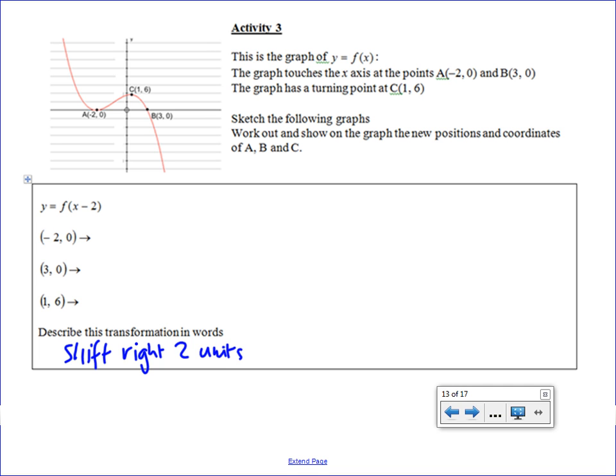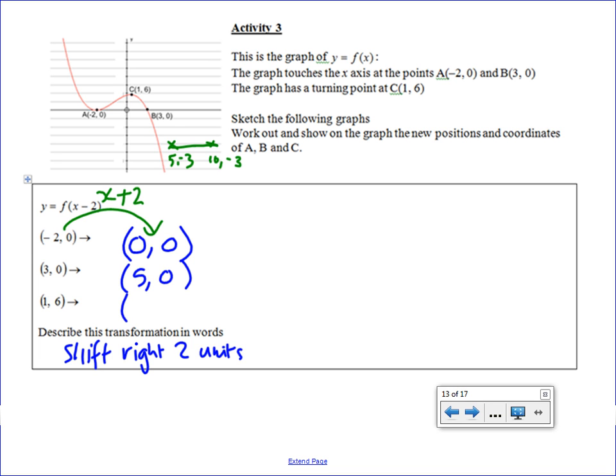So what's happening to the coordinate? Which coordinate's going to change? The x coordinate. Because, for example, if we're going from here to here, this might be the point 5 minus 3, this might be the point 10 minus 3, but the y coordinate hasn't changed, it's only the x coordinate that's changed. So what are we going to do to the x? Add. Perfect, do the opposite of what it says. So that one's going to be 0 and that one doesn't change. 3 plus 2, 5. 1 plus 2, 3. And the y coordinate doesn't change.